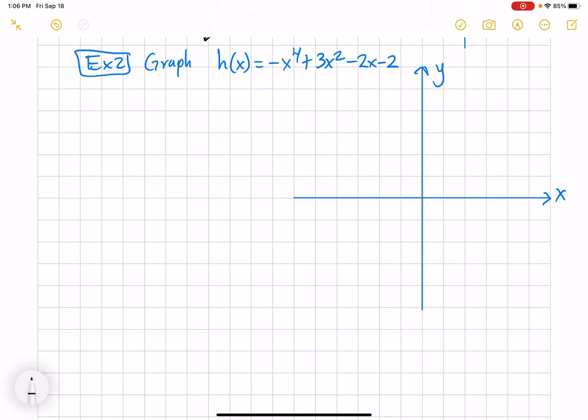If we have h of x equals negative x to the fourth plus 3x squared minus 2x minus 2, we're going to start off again by finding a few points on that graph. The more you do, the better, but we don't have the time to do 20 of them, for example. So let's just do about 5 of them. Negative 2. Be careful with this order of operations.